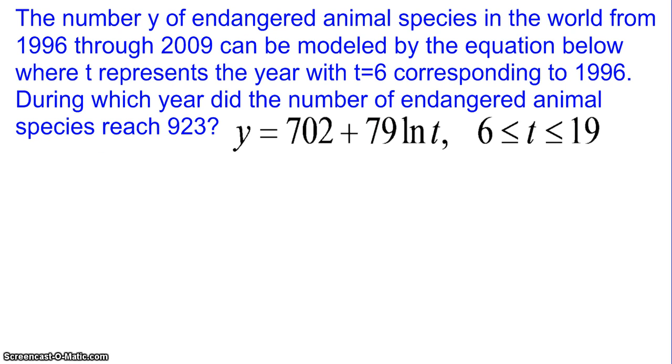Last one. So here, the number y of endangered animal species in the world from 1996 through 2009 can be modeled by the equation below, where t represents the year with t equals 6 corresponding to 1996. During which year did the number of endangered animal species reach 923? Pause the video, unpause when you're ready to check your work.